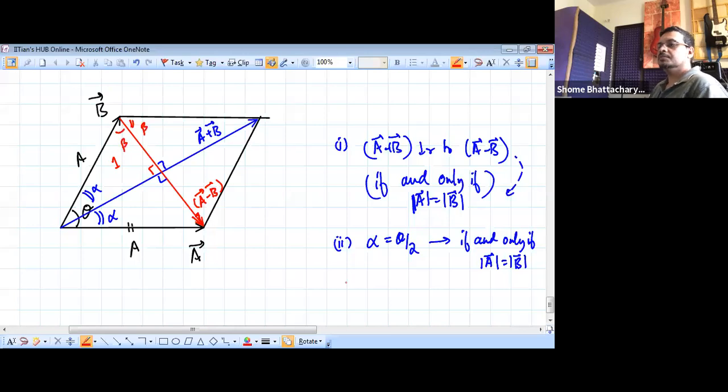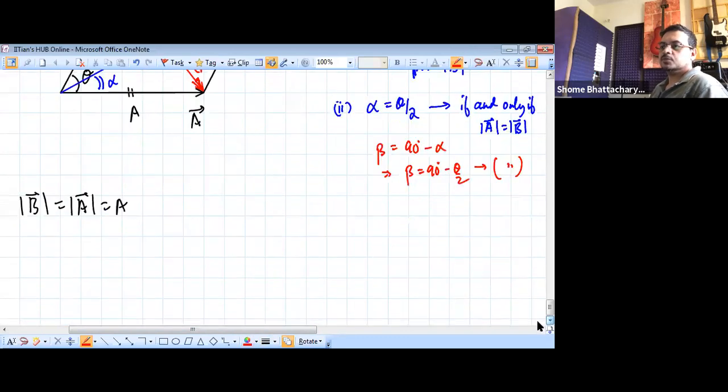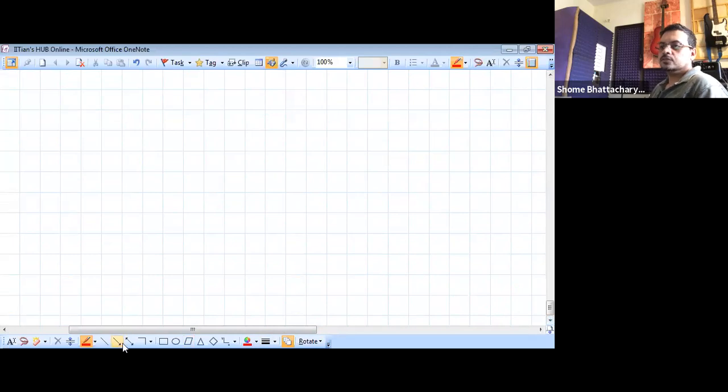And you can see that beta has to be equal to 90 degrees minus alpha, or beta has to be 90 minus theta by 2. And again, it is for that same condition. All these conditions are happening uniquely for the rhombus. Okay. And the final thing you'll see is that, so I will just make that in a separate diagram so that we don't get confused in the diagrams.